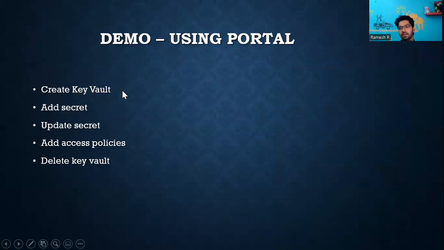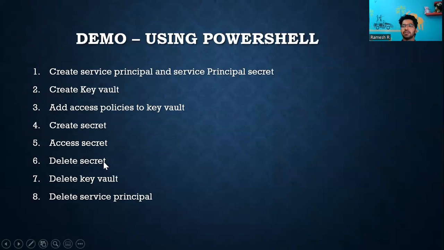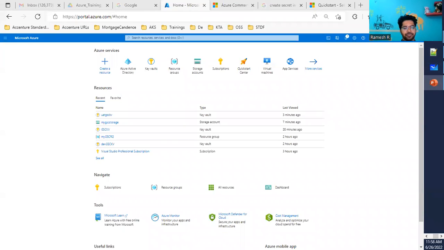We have seen this so far: create KeyVault, add secret, update secret, add access policies, delete KeyVault. Next, we'll be seeing a demo using PowerShell. We'll be creating a service principal and service principal secret using PowerShell. Then we'll be creating a KeyVault using PowerShell. Then we'll add access policies to the KeyVault. There we'll be using the service principal, and we'll create a secret. We will access the secret, and we will delete the secret, delete the KeyVault, then delete the service principal. These are the tasks we are going to perform using PowerShell.